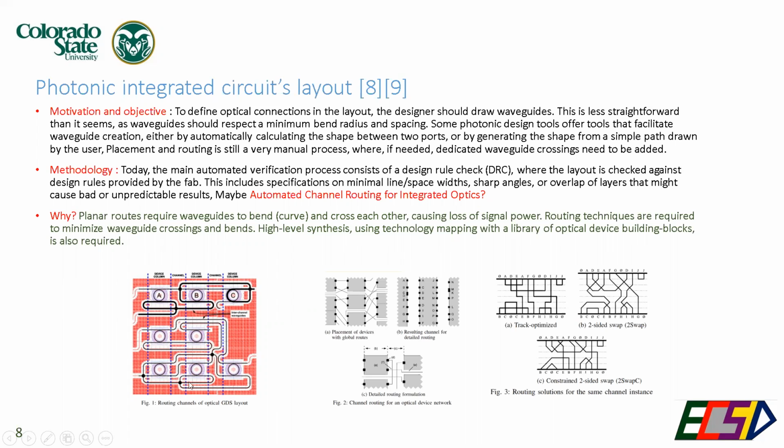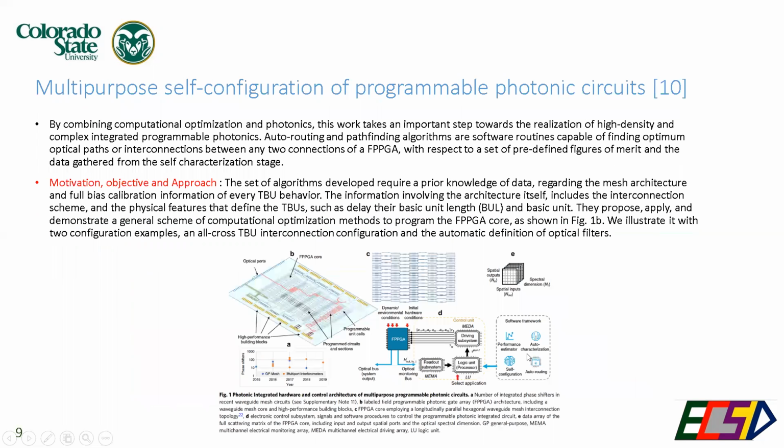Suppose that we have a grid here. We have some devices on the integrated circuit. These are the placement of the devices, and these are the channels, the places that we use to draw the waveguides between the devices. We want to minimize the waveguide crossings and the waveguide bends as much as possible. As we can see, there is a proposed algorithm here.